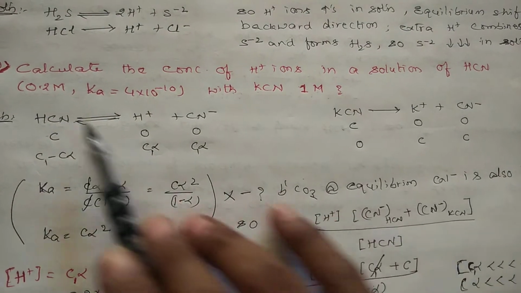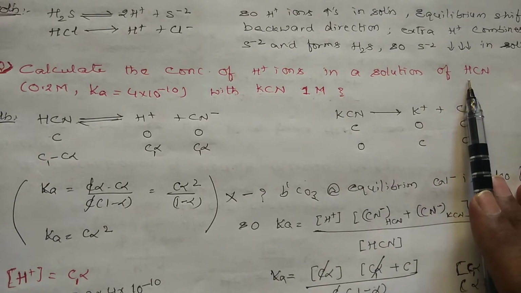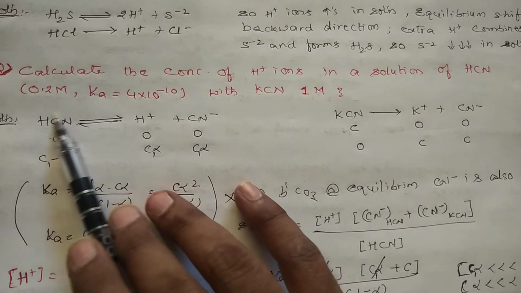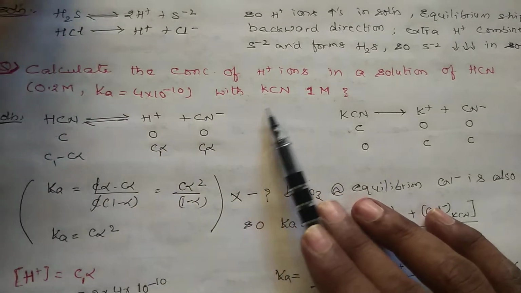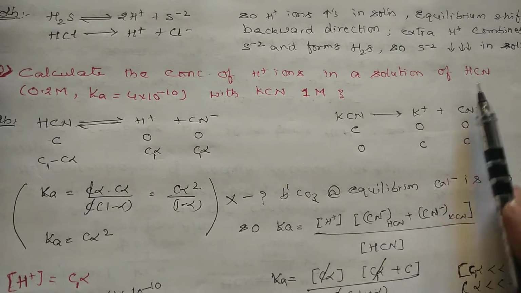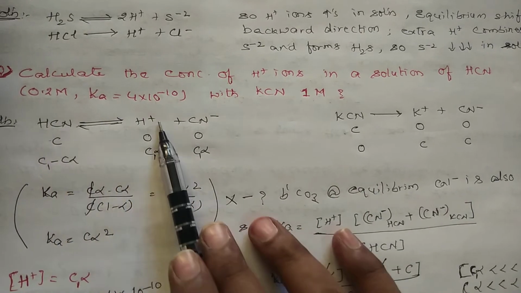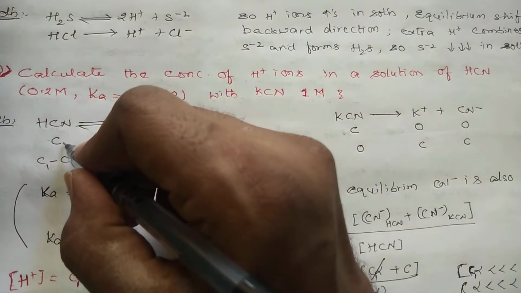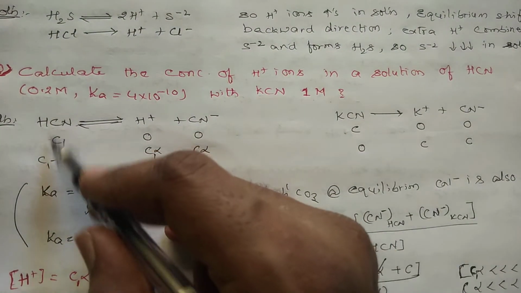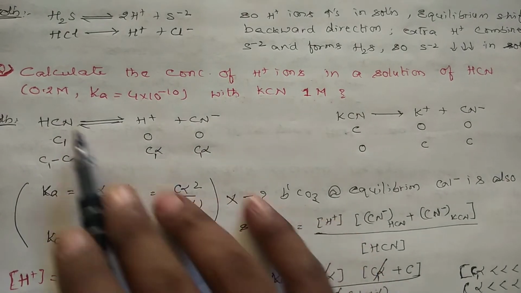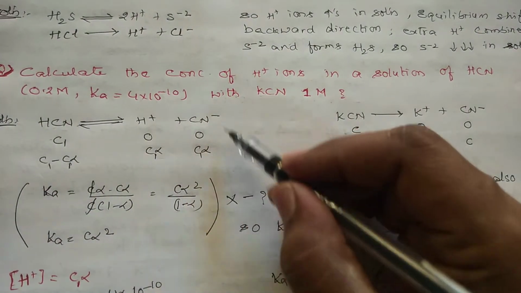Now see the question, how you will solve it. Calculate the concentration of H⁺ ions in a solution of HCN. The concentration of HCN is 0.2 molar, and Ka is equal to 4×10⁻¹⁰, with KCN also present along with HCN. The KCN concentration is 1 molar. This is strong, right? HCN is in equilibrium with H⁺ and CN⁻. Let me take the concentration as C1 for notation. C1 will not get completely dissociated. If it is C1, the products are 0, 0. At equilibrium, only some will be dissociated, right? C1 minus C1α, and this is C1α, this is C1α.